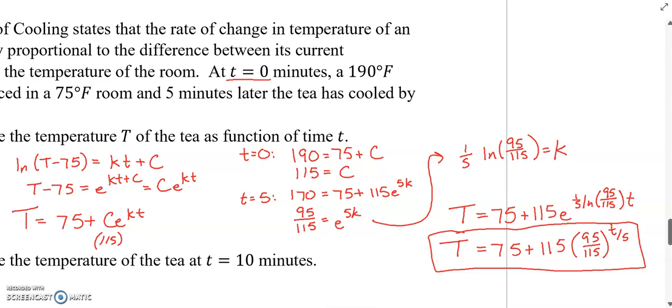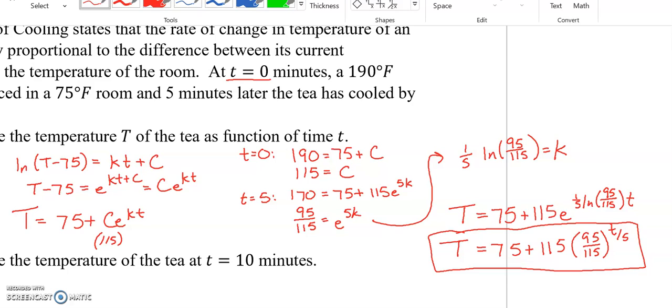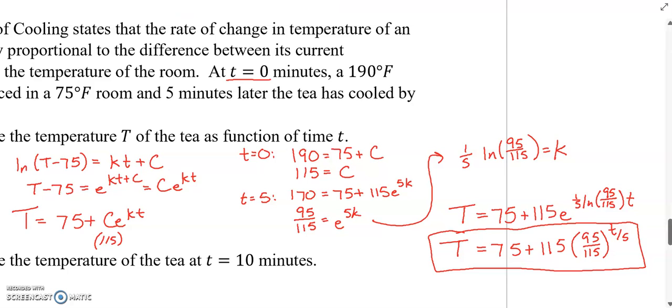All right, so there's the equation we're going to be using, and the next question is, can we find the temperature of the tea at 10 minutes? So it cooled 20 degrees in the first 5 minutes. I wonder if it's going to cool another 20 degrees in the second 5 minutes. Try to answer that question yourself. Is it going to be a cooling of 20 degrees again, or is it going to be more than 20 degrees, or is it going to be less than 20 degrees? If you understand the premise, you should know the answer already.